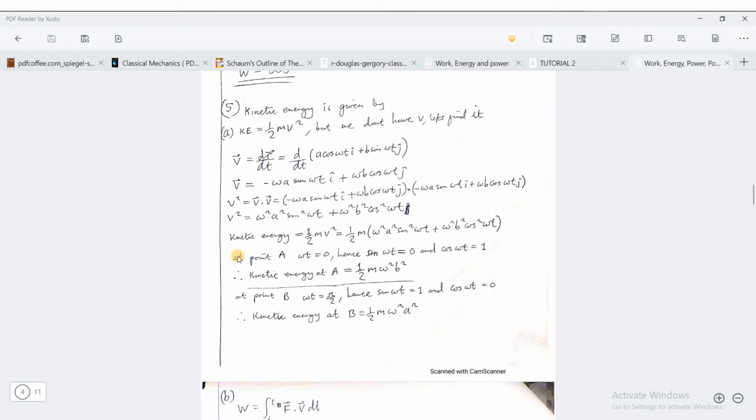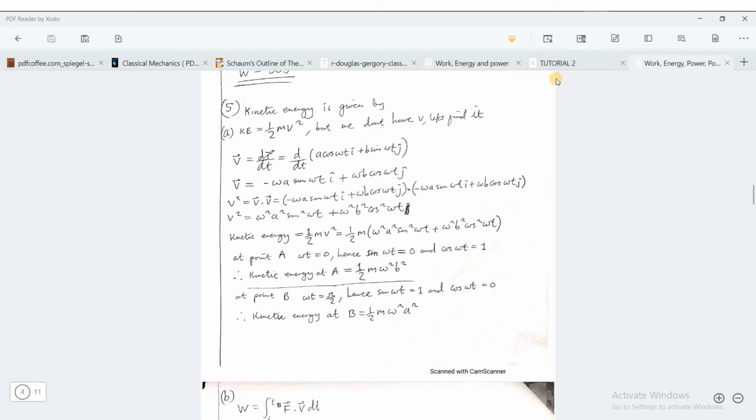So let's say this is the general equation for our kinetic energy, and at point A, omega t is equal to 0. So we're looking now at point A. We're trying to find the kinetic energy at point A from this general expression for kinetic energy for a particular question. So at point A, omega t is equal to 0.